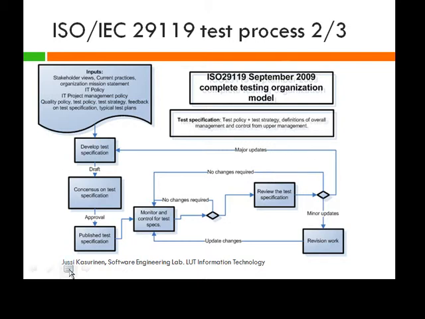Here's the organizational part. We define how we want to do testing. Create a test policy, test strategy, test specification, which defines the overall management and control from upper management. Then there's an update process, the possibility to change things accordingly, and just keep the test specification up to date.